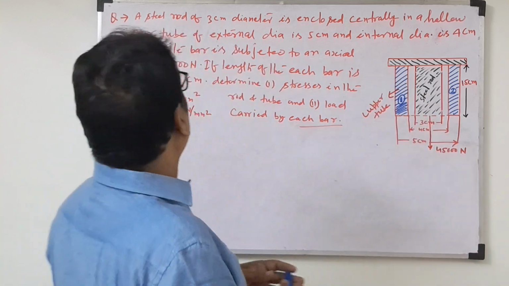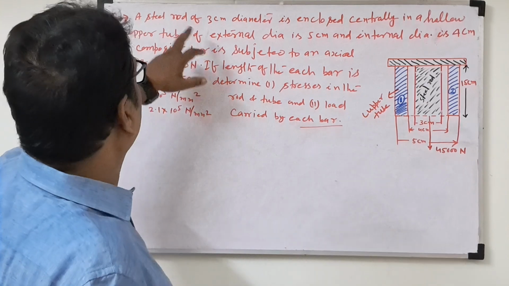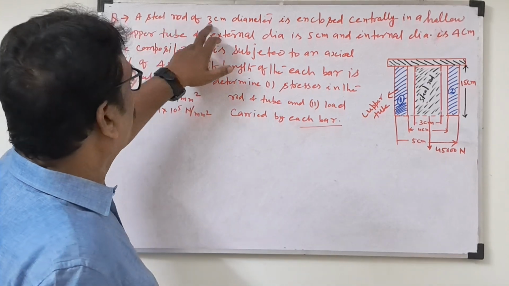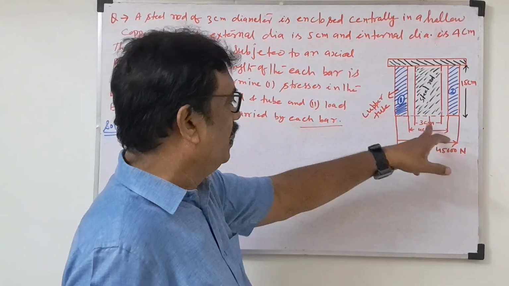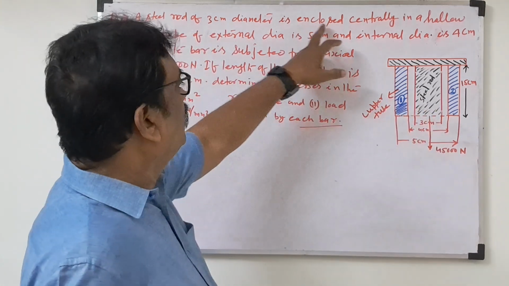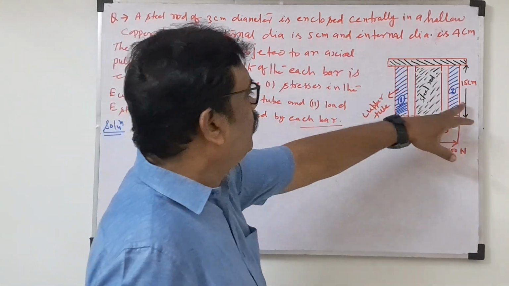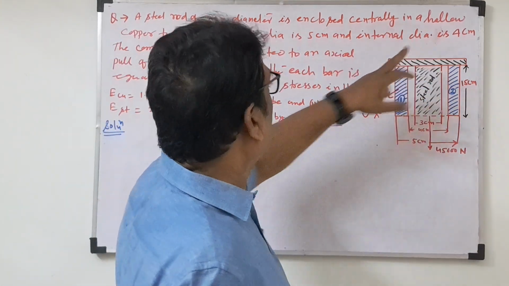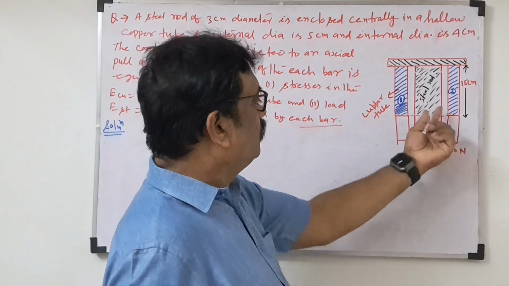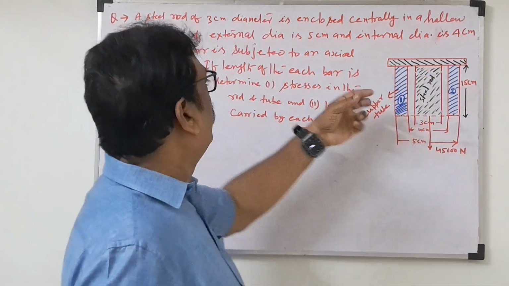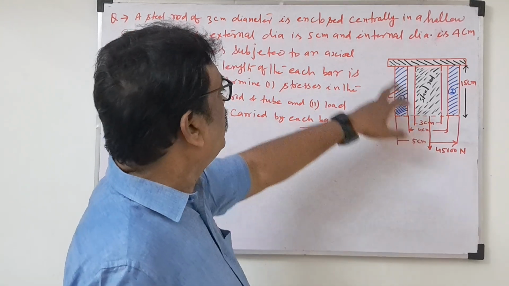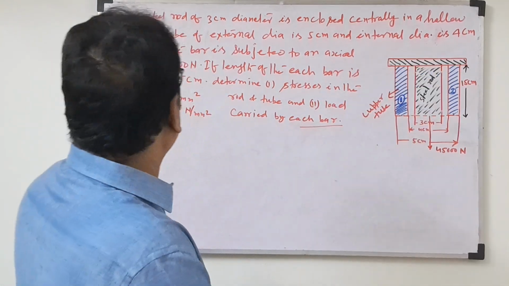What are they asking? Let me read the first problem. A steel rod of 3 centimeter diameter is enclosed centrally in a hollow copper tube. So it is enclosed by the copper tube. What is the external diameter? 5 centimeter. Internal diameter will be 4 centimeter.